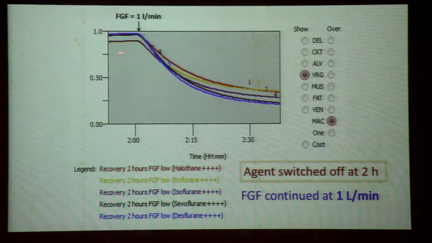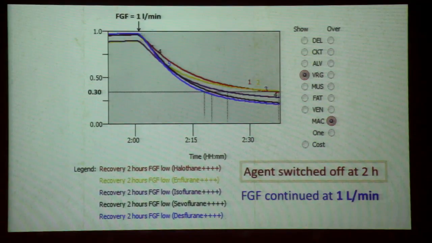So we are trying to see that if you switch off the agent at 2 hours, that is at this point, how much time would it require for the patient to recover? And if we continue with the same fresh gas flow of 1 liter per minute, which we have given for 2 hours, the target point is 0.3 MAC. 0.3 to 0.2 MAC is the MAC awake when the patient should wake up. So how much time does it take for the concentrations to fall to this 0.2 MAC?